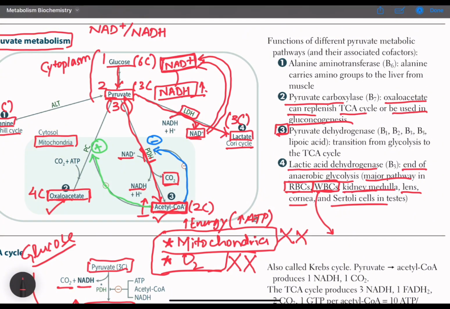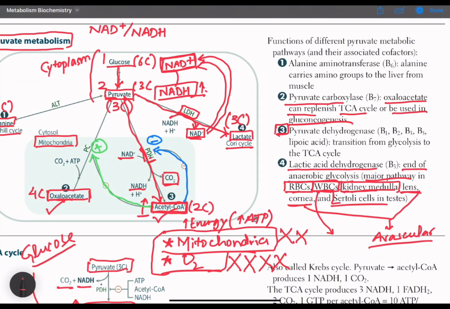Then we have kidney medulla. Again, kidney medulla has low concentration of O2, thus they have to convert pyruvate into lactate. Then we have lens and cornea. These are avascular structures. Thus, due to the avascular nature, they have low oxygen supply, and thus they also convert pyruvate into lactate.